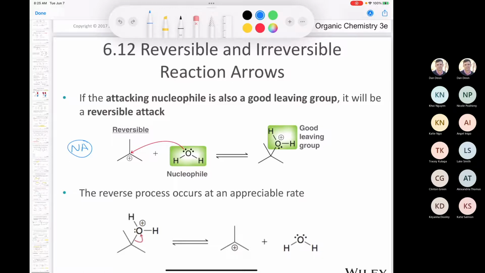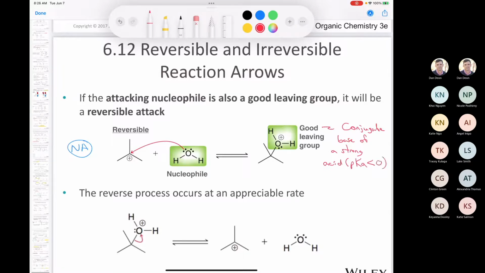Now, if you want to know how you will know that something is a good leaving group, do you just memorize all the good leaving groups? No need to do that. A good leaving group is defined as this: a good leaving group will be the conjugate base of a strong acid. And what do I mean by strong acid? I mean something with a pKa less than 0.